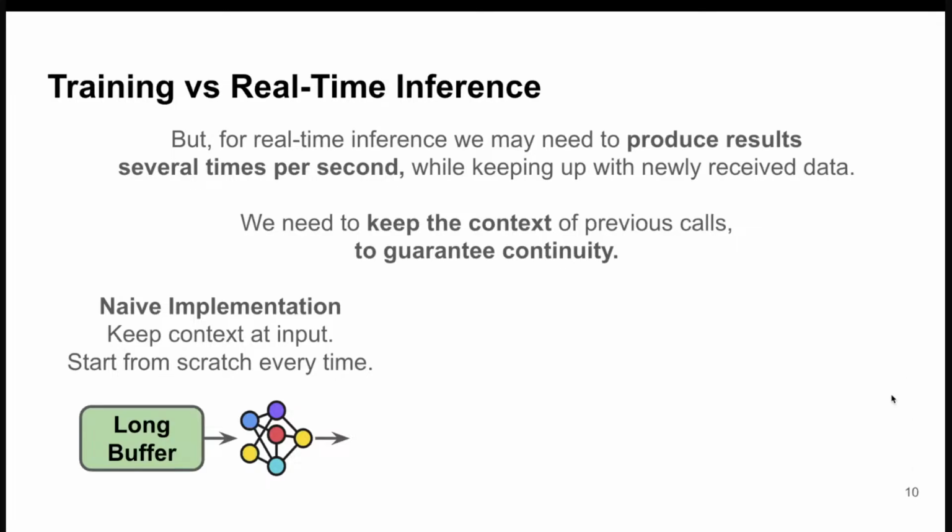If you think about how you might naively do things, similar to what Fran was saying about the training process, you'll have some input and you'll just put it all through your network and you'll get some output. But if you have a situation where you keep getting new input, then maybe that input just becomes a longer and longer buffer every time, and so your processing starts from scratch every time and might take quite a while.